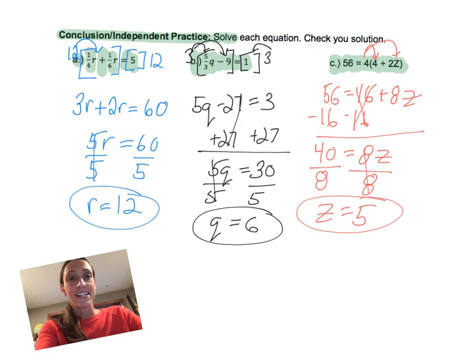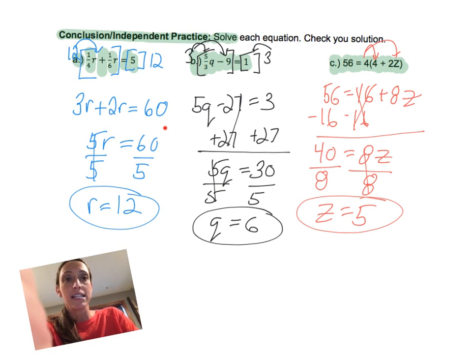All right, take a second and check them. For part A, I distributed the 12 in because 12 is the smallest number that 4 and 6 go into. That's how I got the 3R plus the 2R. And then 5 times 12 is 60 on that right-hand side. Combine your like terms. I got 5R equals 60. Divide both sides by 5, and you get R equals 12.